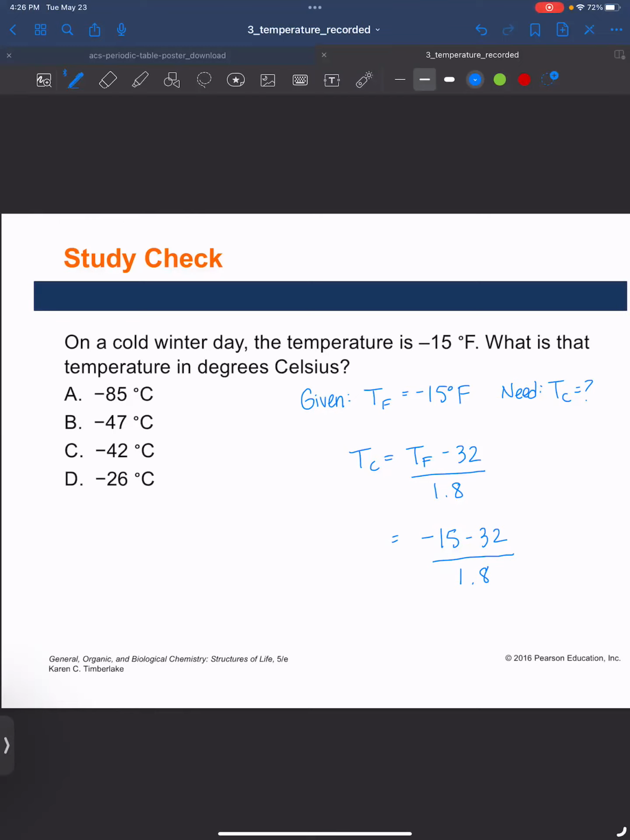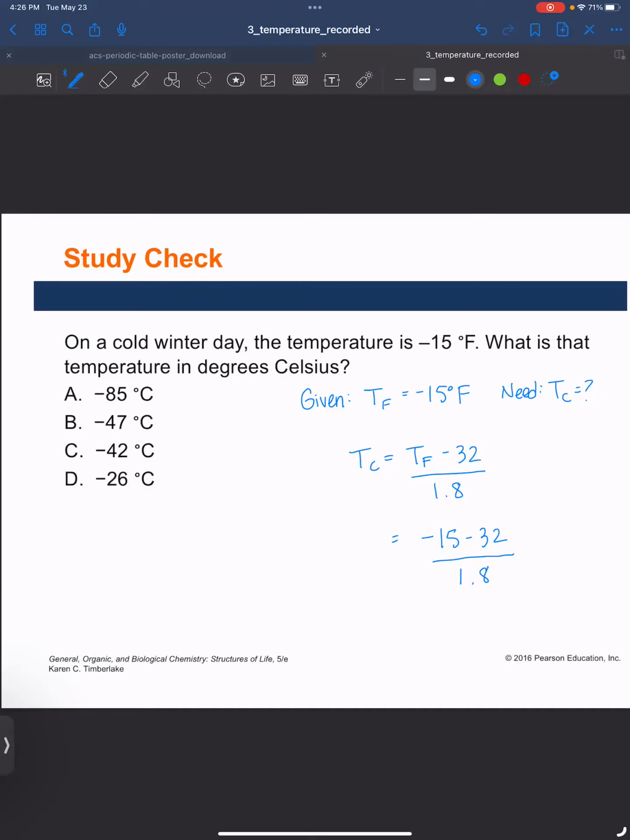So negative 15 minus 32. Be careful with the signs on your calculator. That's where I see more mistakes made. It's just simple calculator error when it comes to converting between the different temperature scales. So make sure whatever calculator you're using, you feel comfortable with it, and you're checking your work with me to make sure that you're inputting your data points properly.